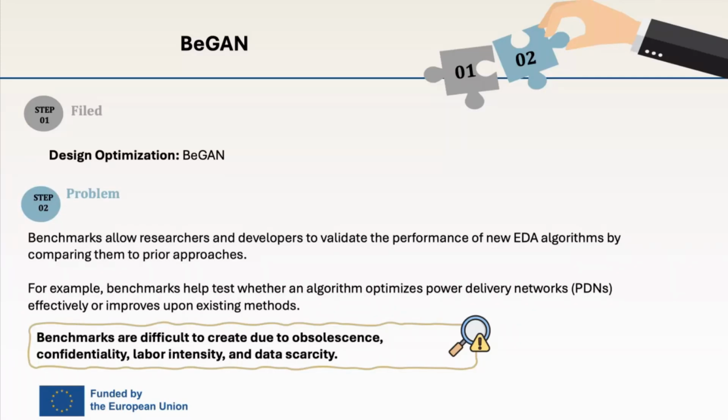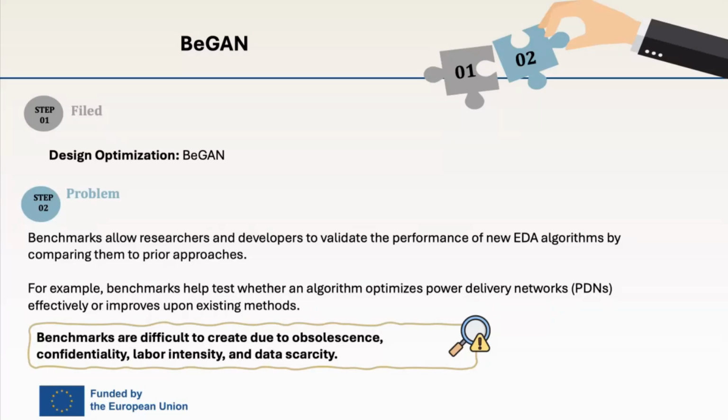First, when we talk about designing a new EDA algorithm or new tools, we need to have benchmarks in order to evaluate or validate the proposed method compared to the previous methods. For example, when we talk about a benchmark that can be used to test an algorithm or a new method to optimize the power delivery network, we need to have a benchmark to evaluate the new method.